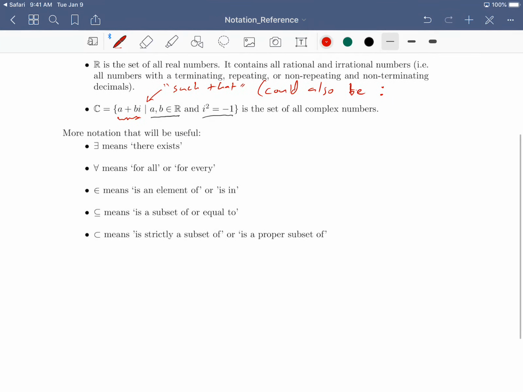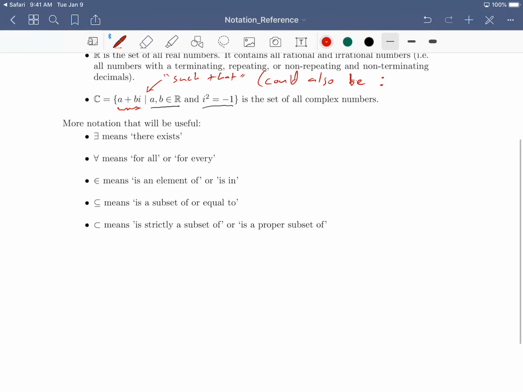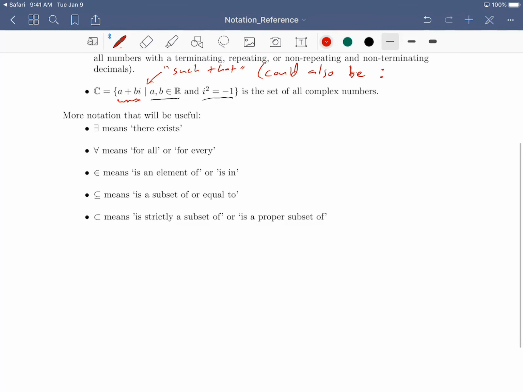All right, then down below is some more notation that may pop up. So that backwards E means there exists or there is. The upside down A means for all or for every. The little roundish E means is an element of or is in. And then there are these two subsets. The only difference here is the or equal to at the bottom, just like you're used to with less than or equal to or less than. So the subset or equal to means the two could be the same. If you leave that or equal to out, it means is strictly a subset of, or a proper subset of. So let's write down some examples of using this notation.